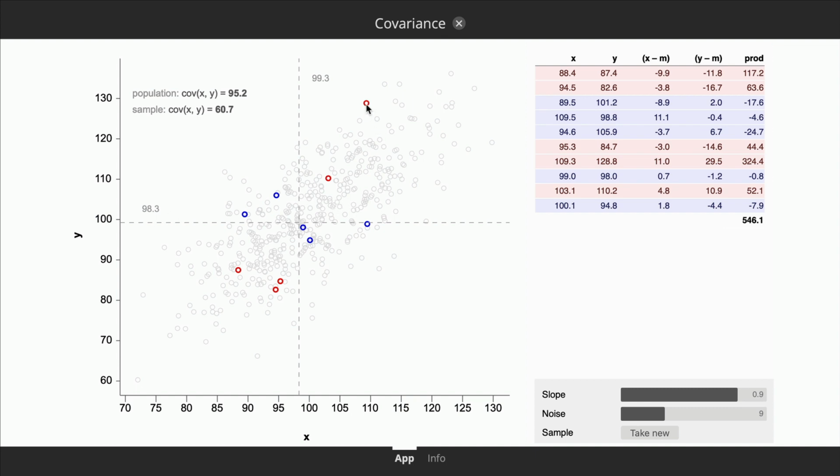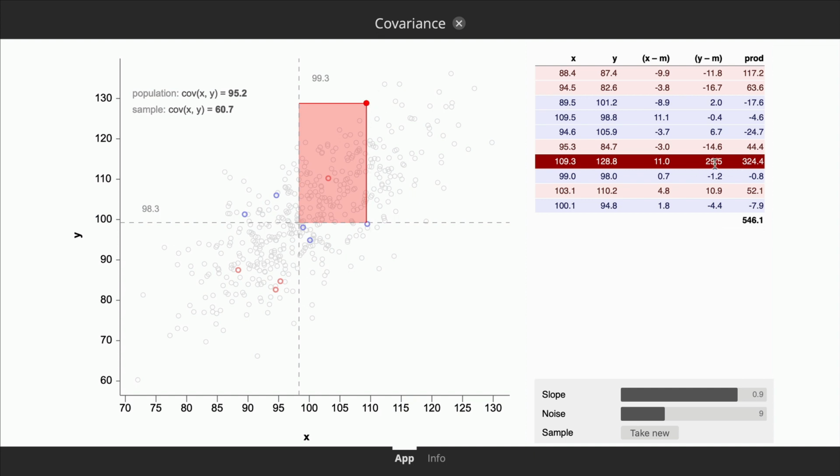Then, for example, we can select a point. You can click on any point and select it. And then you can see that we measure two distances. How far the x-coordinate of this point is from the average, this distance is shown here. So these are the coordinates, x and y, and this is the distance, x minus m. And also how far the y-coordinate of this point is from the corresponding average.